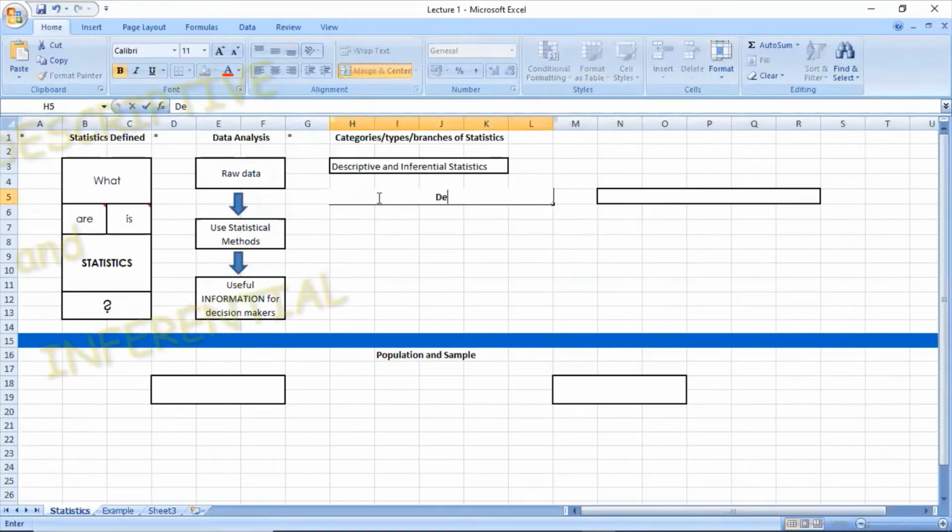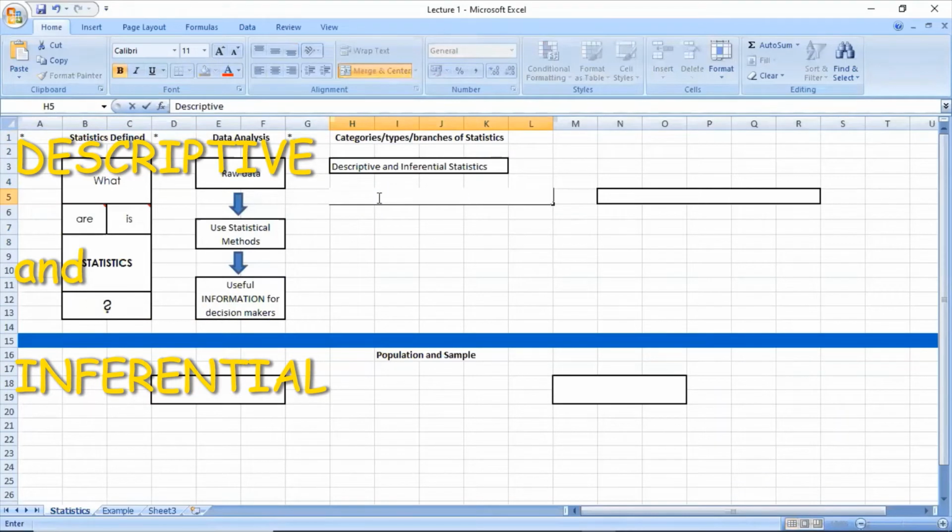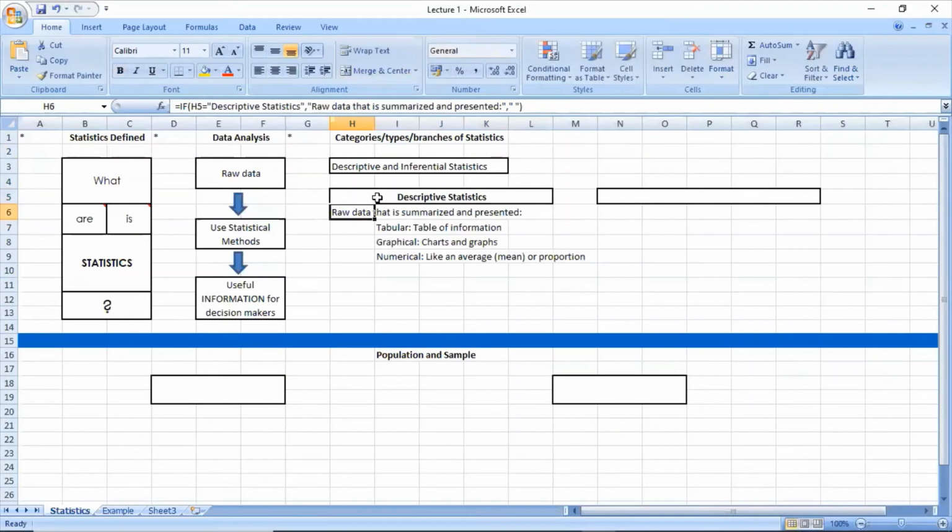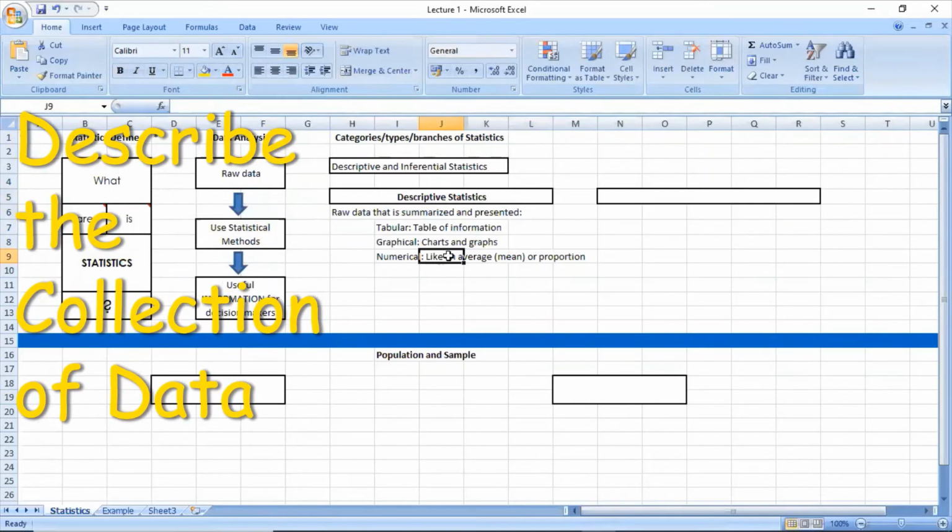We have descriptive statistics and inferential statistics. So what is descriptive statistics? In descriptive statistics, your objective is to present the data without forming any conclusion from those data. So you merely present those data using a table, like a table of information. You may be using charts and graphs, or maybe a numerical value like average or mean. Well, from the word descriptive, or its root word describe, you're simply describing that set of raw data.